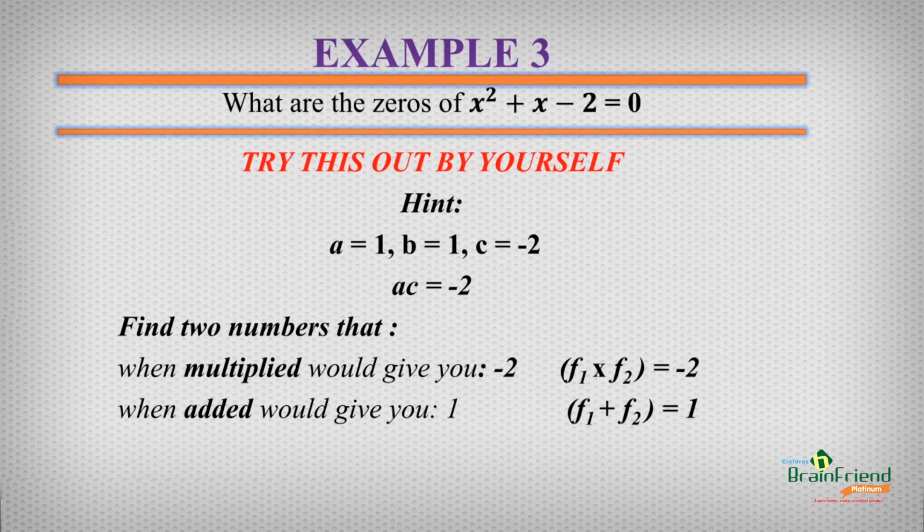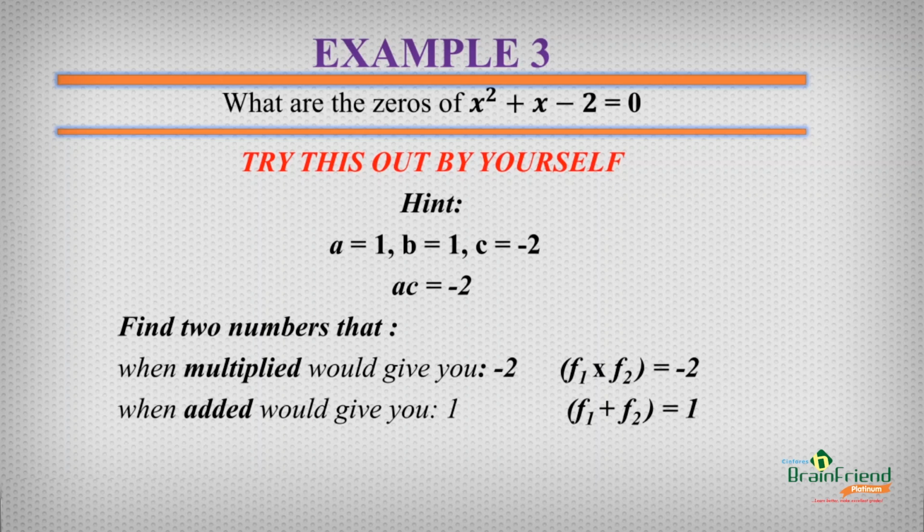Lastly, I would like you to try this out by yourself. And these are the hints. We are expected to solve for zeros of x squared plus x minus 2 is equal to 0. Remember I said before, these terms used are almost the same. Factorize, solutions to, zeros of, they all mean the same thing. So what we are expected to do here is simply to factorize. So what are the hints you need to get?